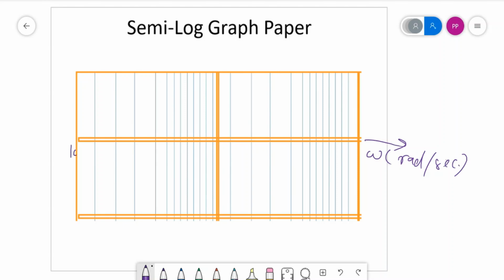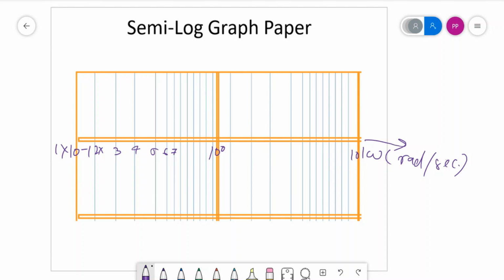I start here, suppose, from 10 power minus 1 radians per second. So this is 1 into 10 power minus 1, this is 2 into 10 power minus 1, this is 3, 4, 5, 6, 7, 8, 9, 10, like that it will go. So again it becomes 10 power 0 radians per second. Similarly we go up to 10 power 1 according to this range.